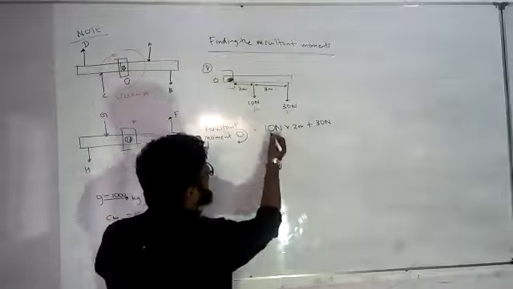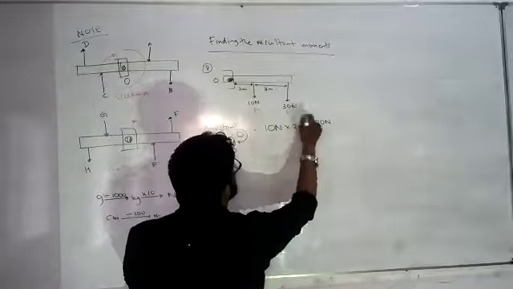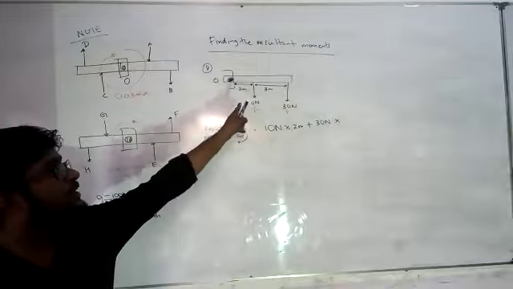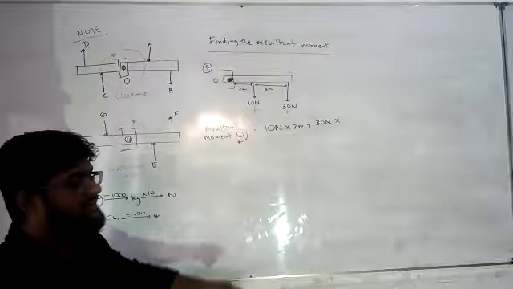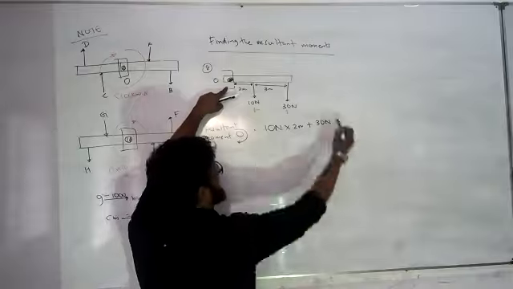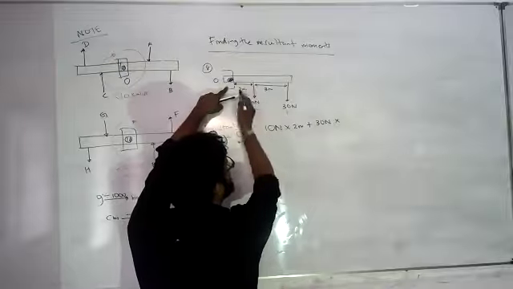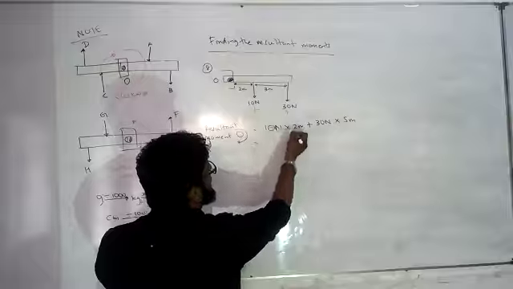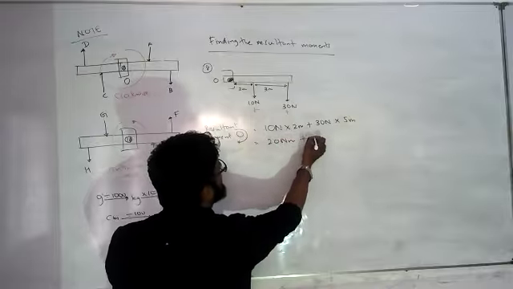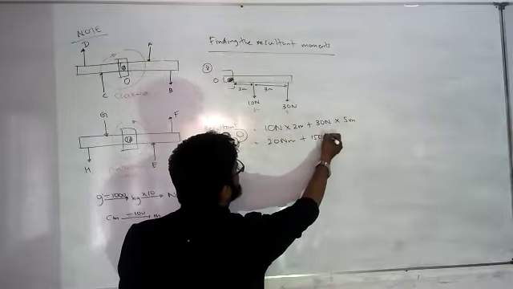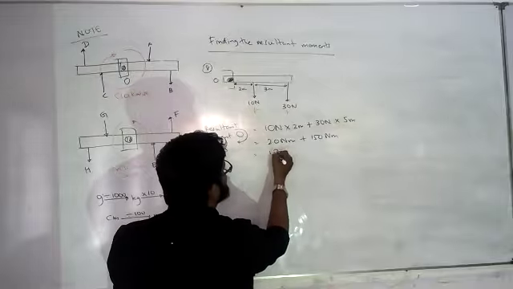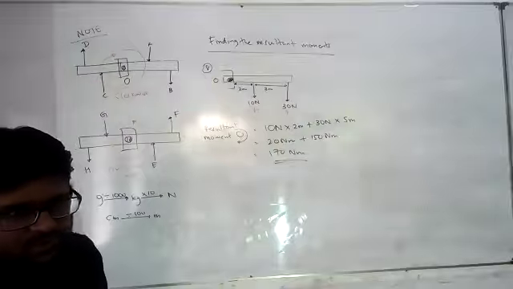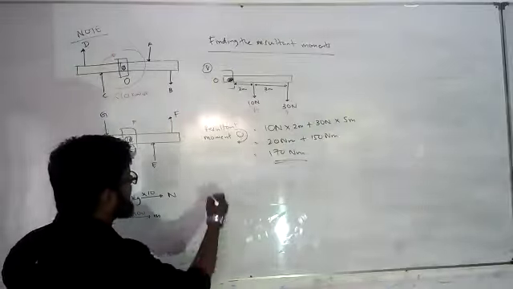So accordingly, 10 Newton into 2 and 30 Newton into how much? Is it 2, 3 or 5? 5 meters. Why 5? Starting point 2, ending point where the force is acting. It's not 3, the total gap is 5. So how much is it? 10 into 2, 20. 30 into 5, 150, right? 170 Newton meters. It is a plus answer, so that means clockwise is the result.